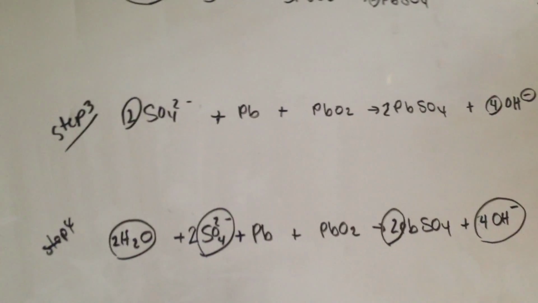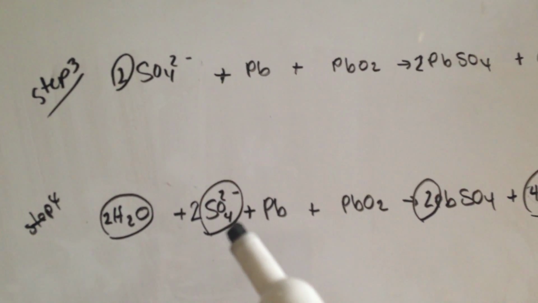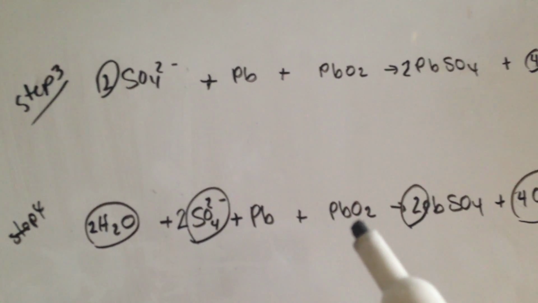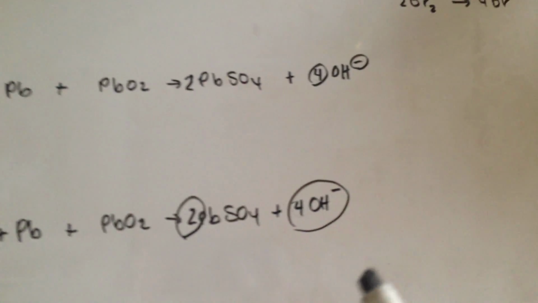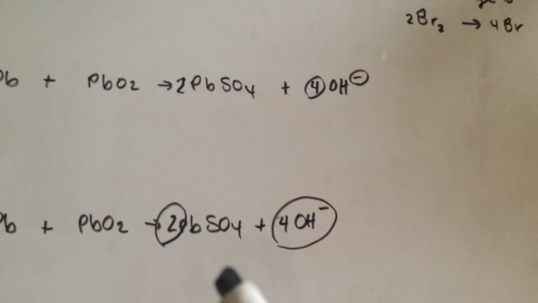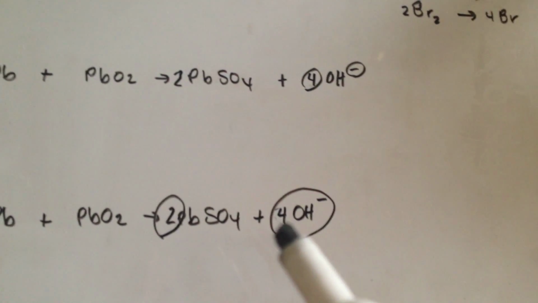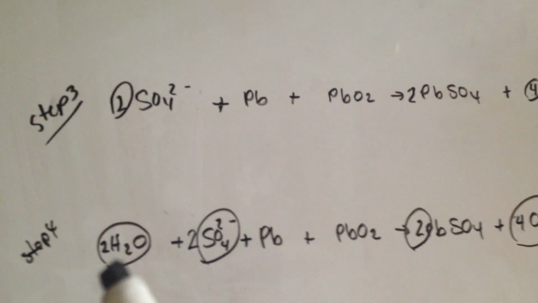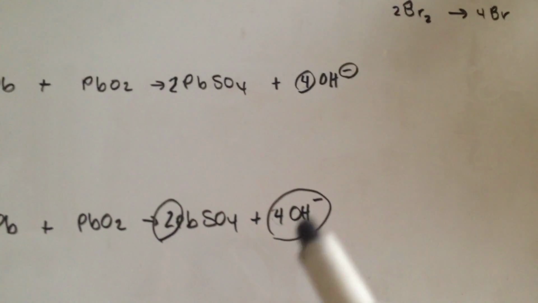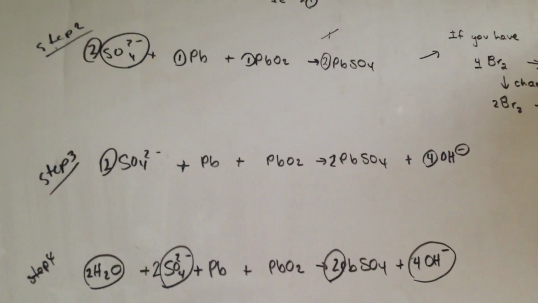Let's look at the oxygens. So we have 2 times 4 is 8. 8 plus 2 is 10. And 10 plus 2 is 12. Look over here. So we have 2 times 4 is 8. 8 plus 4 is 12. Let's check the hydrogens. 4 hydrogens on the left side, 4 hydrogens on the right side. Therefore, this whole thing is balanced.